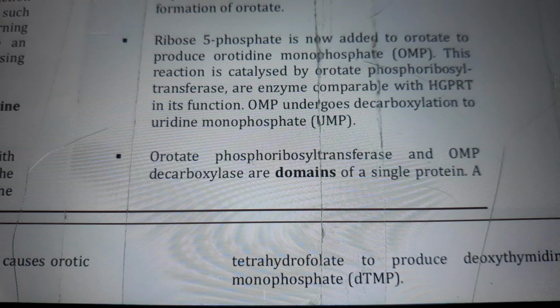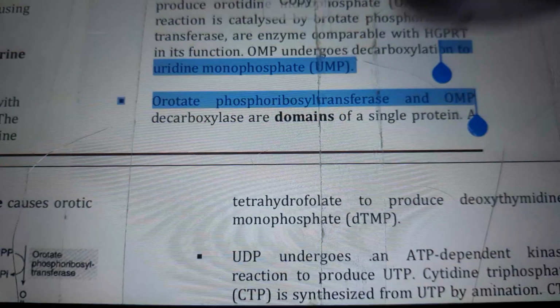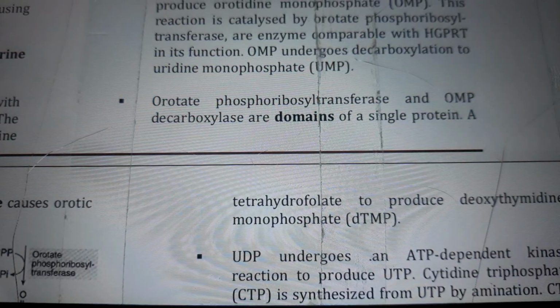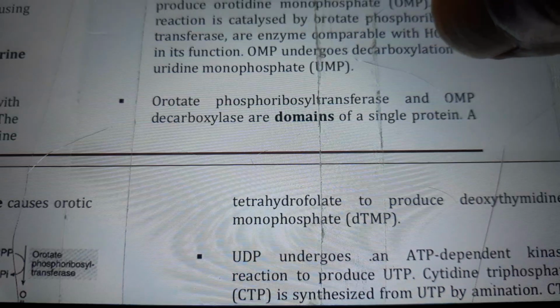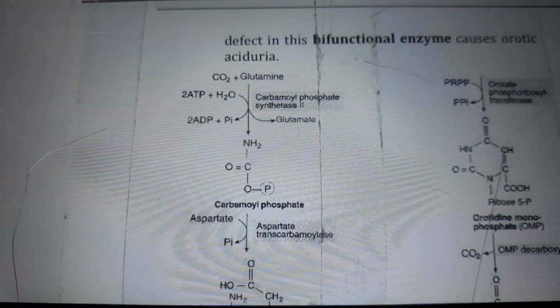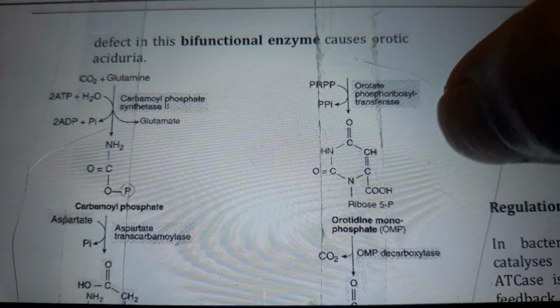The next step in pyrimidine synthesis is an NAD+ dependent dehydrogenation, leading to the formation of orotate. Ribose 5-phosphate is now added to orotate to produce orotidine monophosphate (OMP). This reaction is catalyzed by orotate phosphoribosyl transferase, an enzyme comparable with HGPRT in its function. OMP undergoes decarboxylation to uridine monophosphate (UMP). Orotate phosphoribosyl transferase and OMP decarboxylase are domains of a single protein. A defect in the bifunctional enzyme causes orotic aciduria.